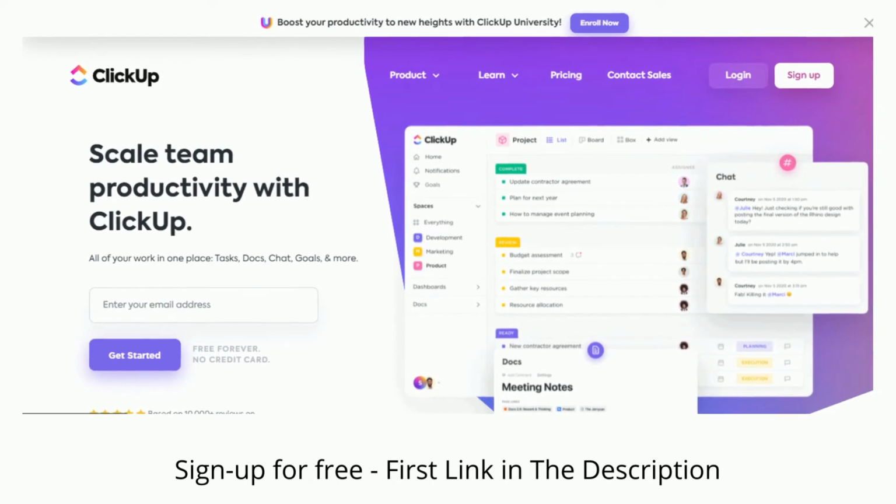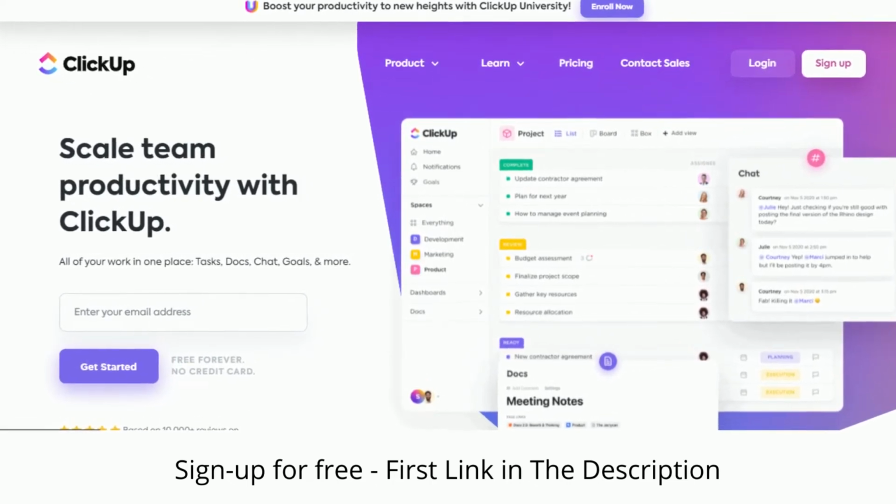What is Clickup? Clickup is a project management tool that aims to make your business life easier.